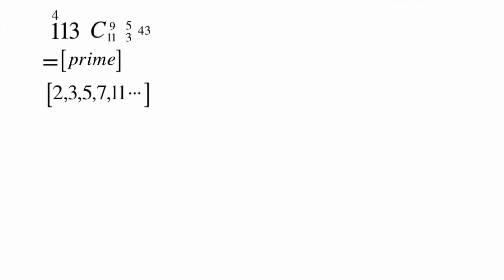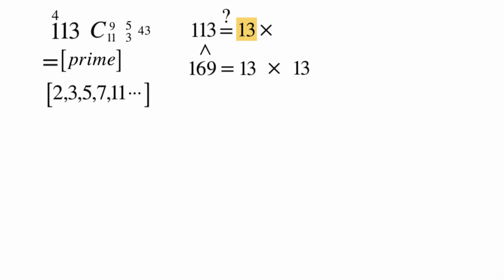Move on to the next principle. Why didn't we check 13? 113 is smaller than 13 squared. When having 13 as a factor, the other has a prime less than 13. But we already checked them.